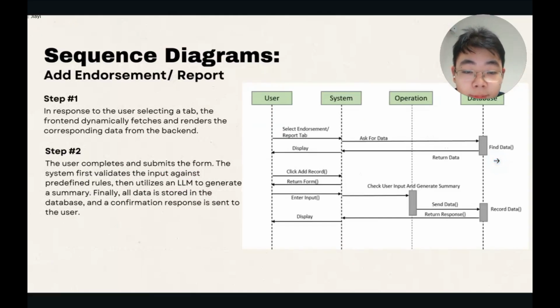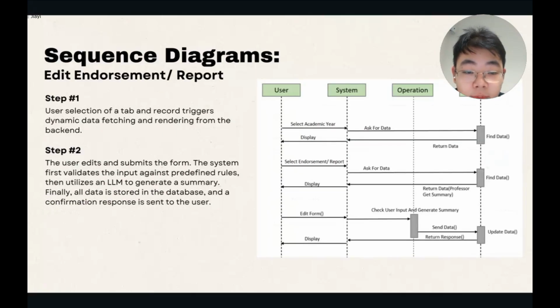For the add endorsement part or report part, in response to the user selecting a tab, the front end dynamically fetches and renders the corresponding data. The user completes and submits the form. The system first validates the user input and then utilizes a large language model to generate a summary. Finally, all data is stored in the database and a confirmation response is sent to the user.